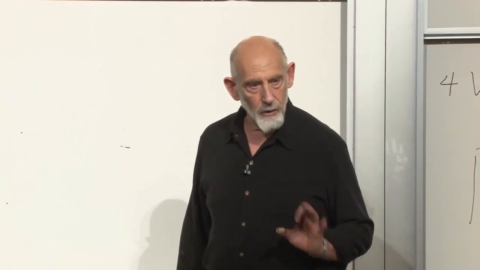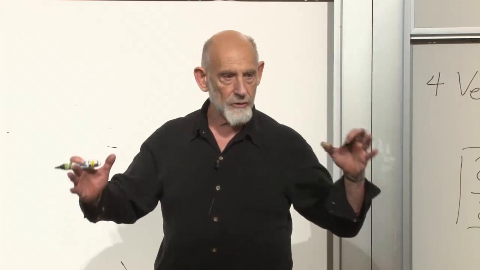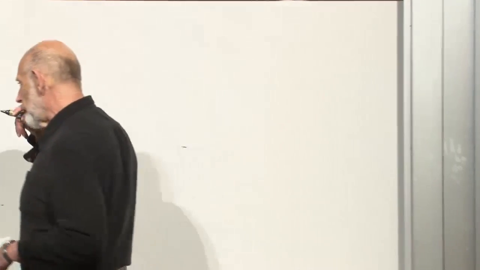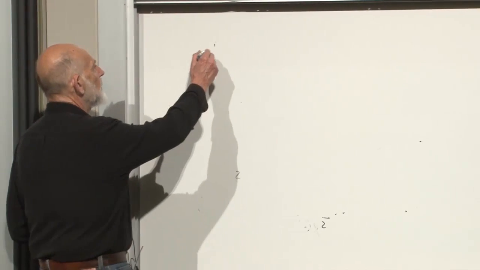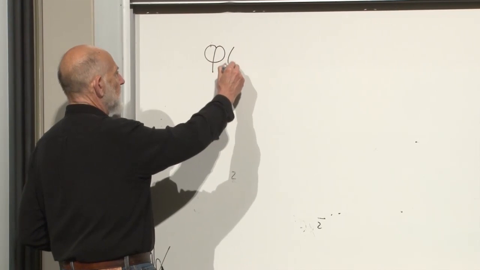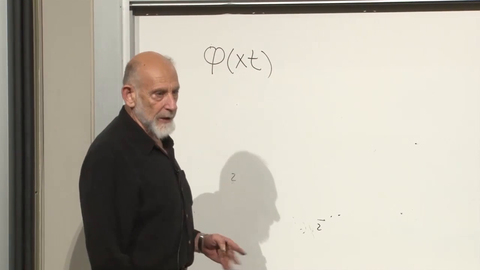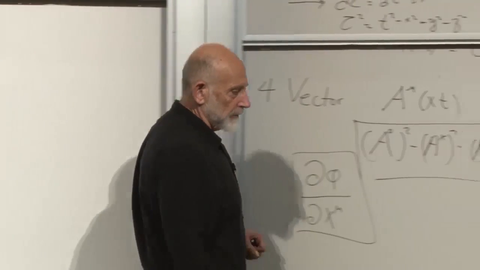Let's think about the Lagrangian for a particle moving in the presence of a pre-established field. Somebody has solved the equations of motion for the field, and we know the field phi of x and t. It's some specific function of space and time. Now a particle is moving in that field.